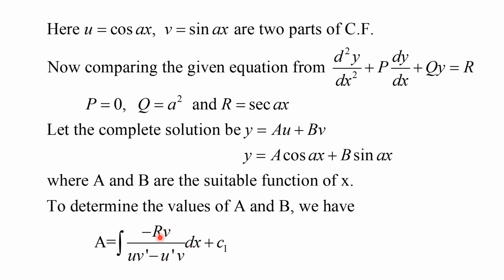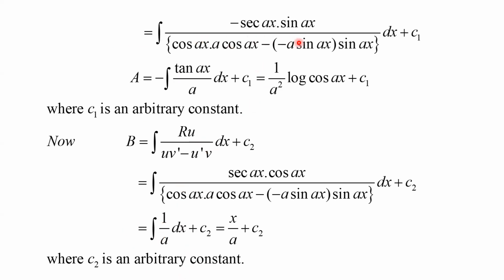Now put the value of r as sec ax and value of v as sin ax and value of v dash, differentiation of v. So differentiation of v is equals to differentiation of sin ax is equals to a cos ax, and value of u dash: u is equals to cos ax, differentiation of cos ax is equals to minus a sin ax. So put all these values, then A is equals to this.